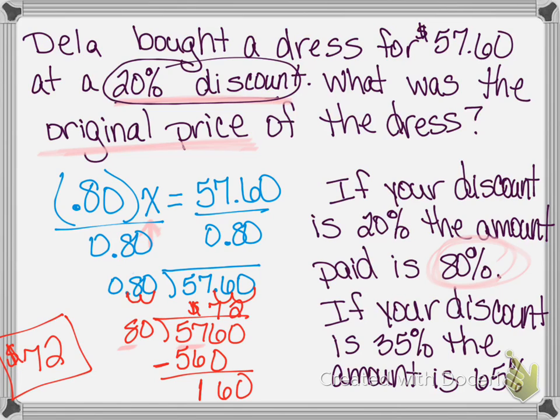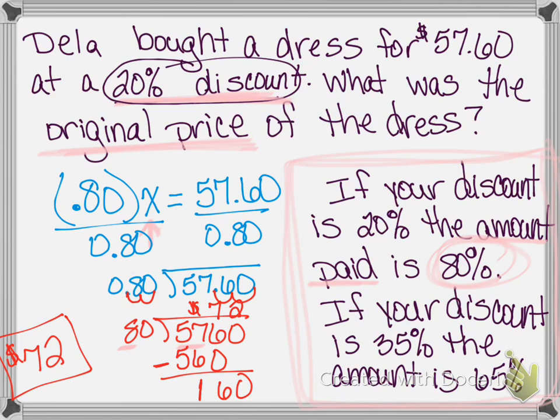So I'm telling you, it's this right here. That's the key to getting this problem right, is being able to recognize between the discount and how much was the percentage that was paid. That's the key to being able to get those correct.